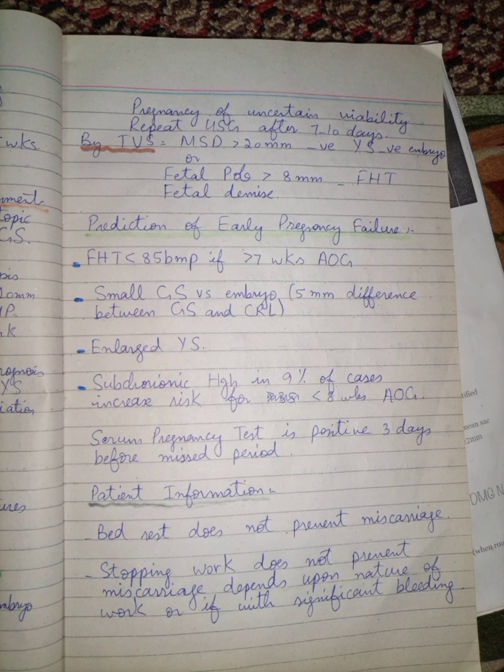By TVS, if the mean sac diameter is more than 20 mm and yolk sac and embryo are not present, or fetal pole is more than 8 mm and there is no fetal heart rate, then this is fetal demise.